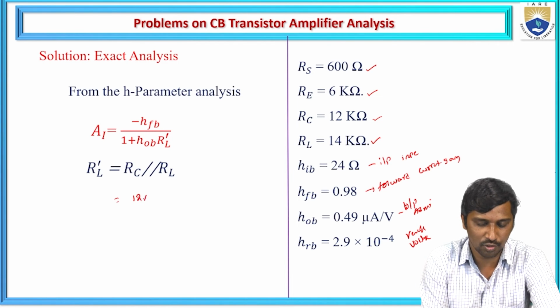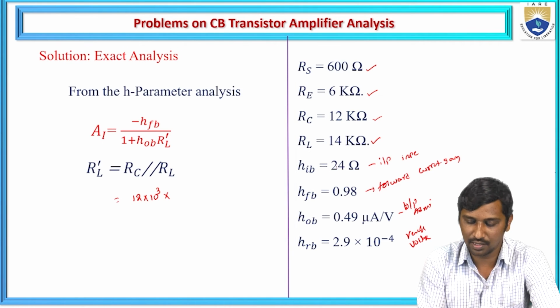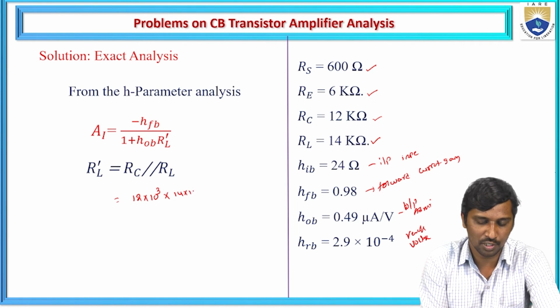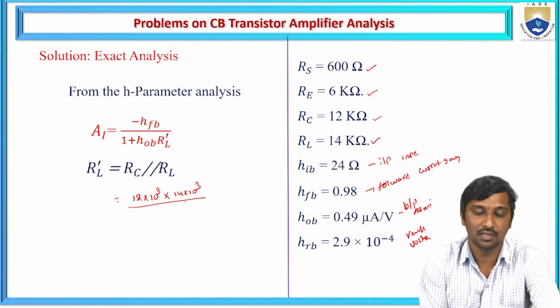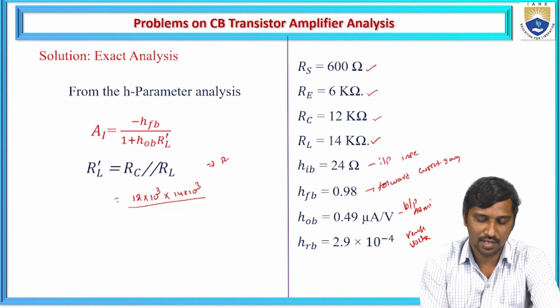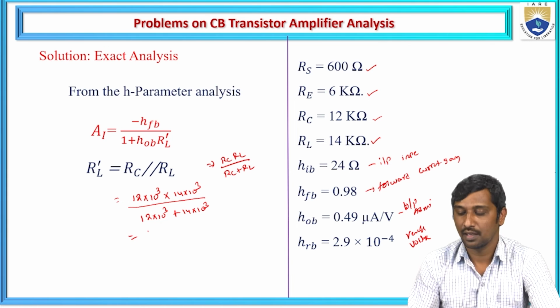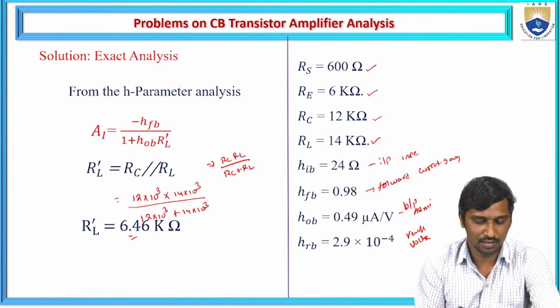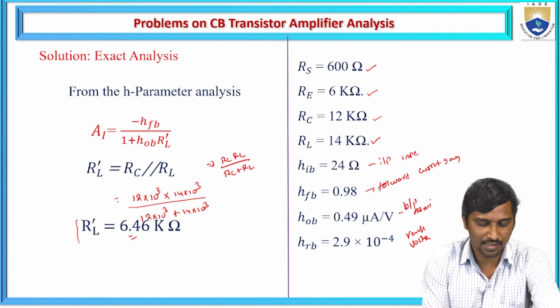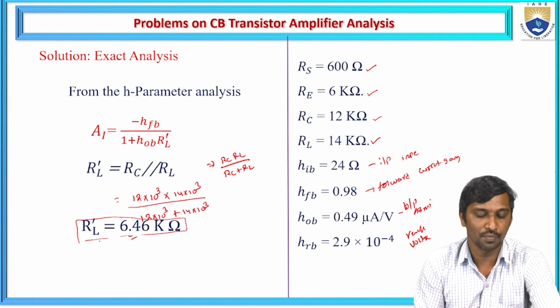What are the RC and RL values they gave? RC is 12 kilo ohms, means 12 into 10 to the power of 3. RL is 14 kilo ohms, means 14 into 10 to the power of 3. Parallel combination means RC times RL by RC plus RL, so 12 into 10 power 3 times 14 into 10 power 3 by 12 into 10 power 3 plus 14 into 10 power 3. Then you can solve this one. It gives the equivalent parallel resistance as 6.46 kilo ohms.